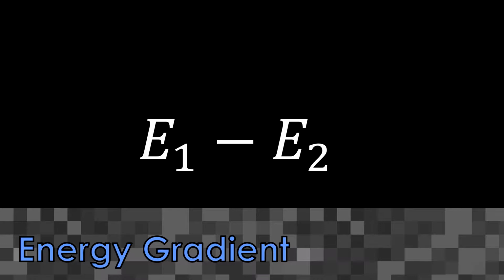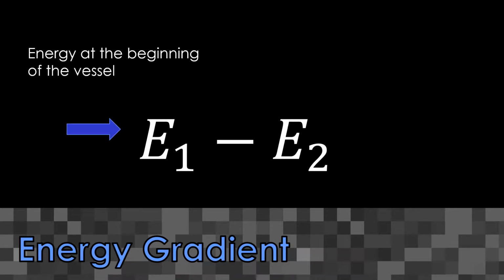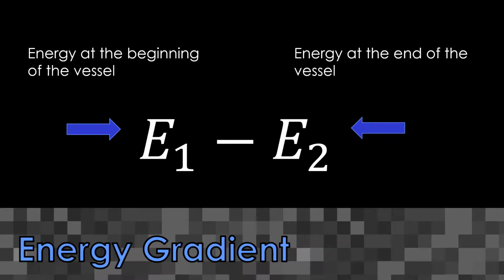The energy gradient equation shows us a little bit more about how fluid flows through a tube. The energy at the beginning of the vessel must be different from the energy at the end of the vessel. And then the side with less energy is the direction that blood will flow into.